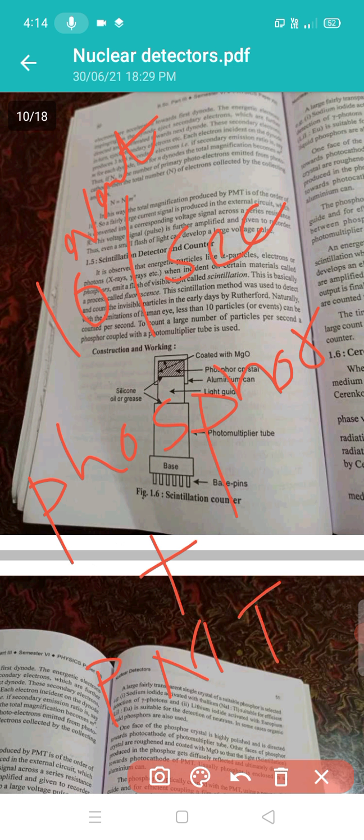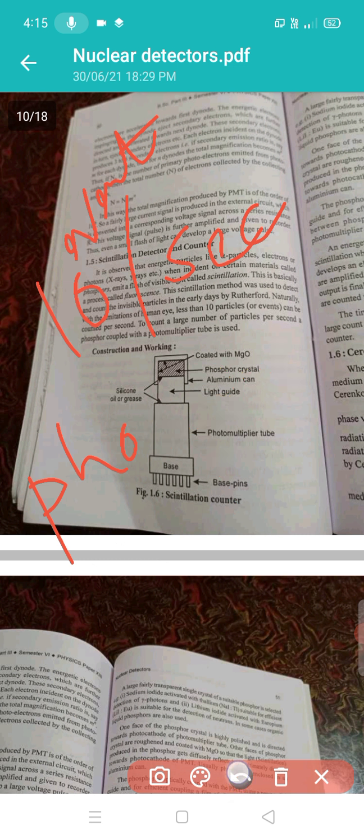Then what is the construction and working of this scintillation detector? How does it count the incoming particles or incoming radiations? We have to know that. Here we learn the construction and working of the scintillation detector.